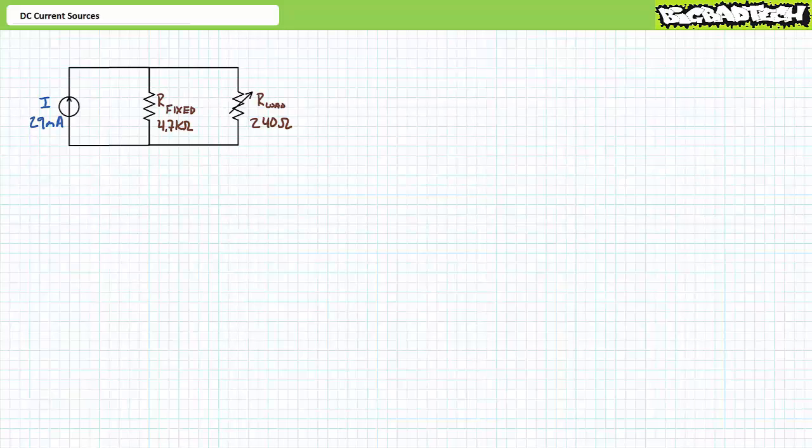For reasons I'll explain in later lectures, current sources are often placed in parallel with a large fixed resistor and a variable load resistor. This is a perfect setup for the current divider rule. Incoming current is known, as are the resistor values. Consider a 29 mA current source supplying current to a parallel combination of a fixed 4.7 kilo ohm resistor and a variable load resistor presently set to 240 ohms.